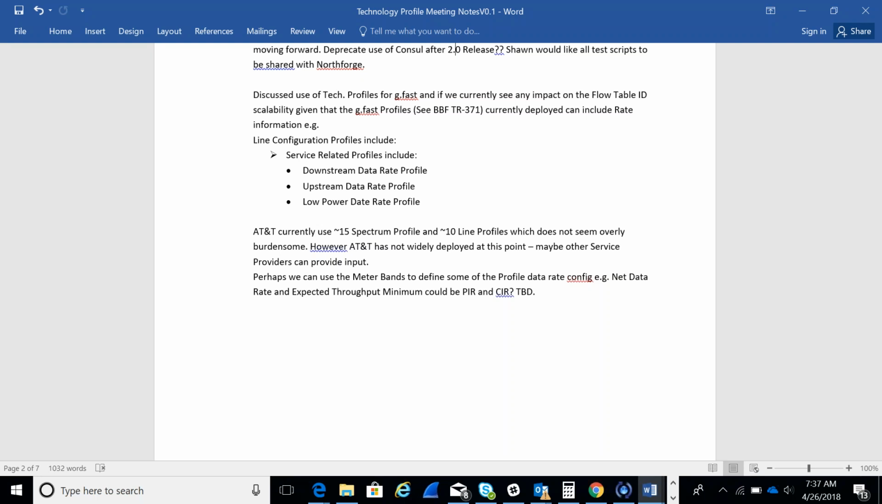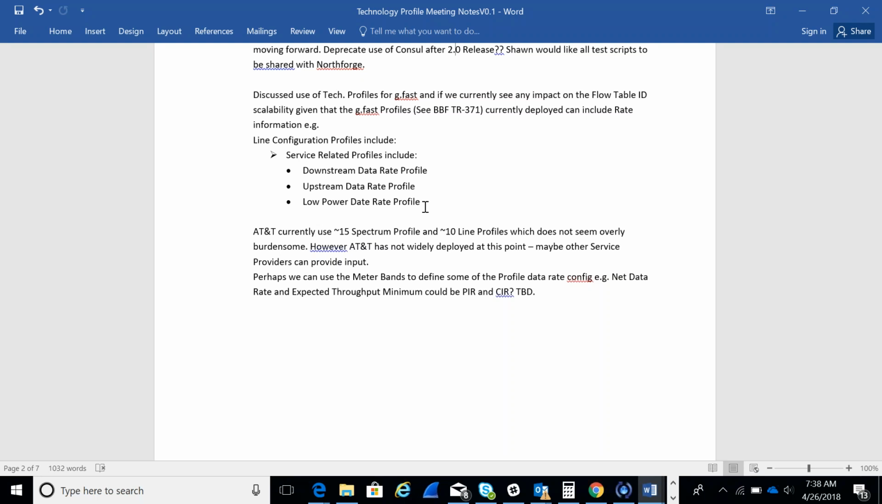TR-371 type profiles. Within the technology profile for G.fast, the idea is we'd have a vector of vectors entry, which would reference TR-371 type profile models with spectrum and line configuration data. Within the line configuration profiles are some data rate profiles, which we try to extract from the technology profile itself and use OpenFlow to define those rates.